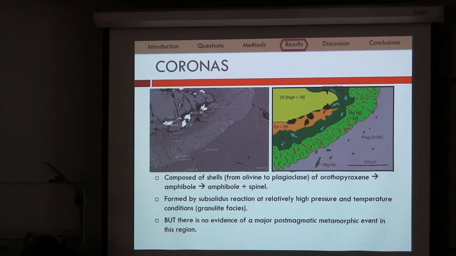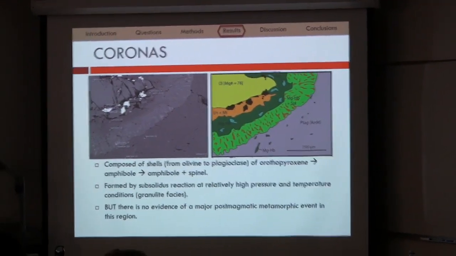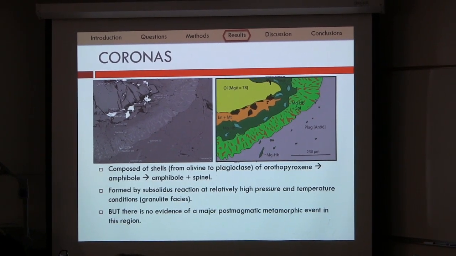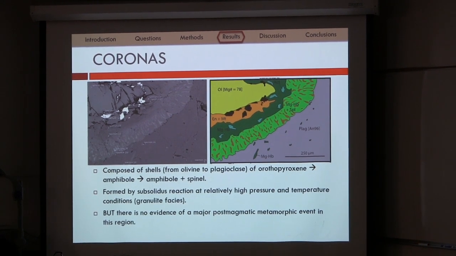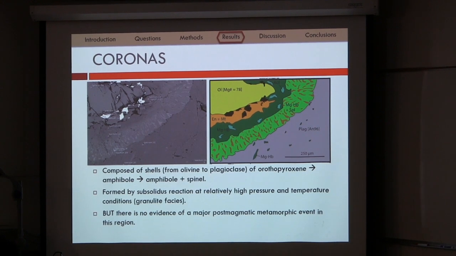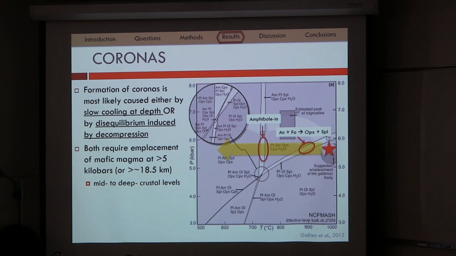But interestingly, in our area, there is no evidence for a major post-magmatic metamorphic event. So there's no high pressure or temperature metamorphism. All of my rocks still show good igneous textures. The surrounding rocks and granitoids do as well. So how the heck do we have metamorphic textures in one of my gabbros here? Well, there has been some proposal on this that you can form these corona textures essentially as an auto-metamorphic reaction, so not as a secondary metamorphic reaction, if you were to emplace these mafic magmas deep in the crust.